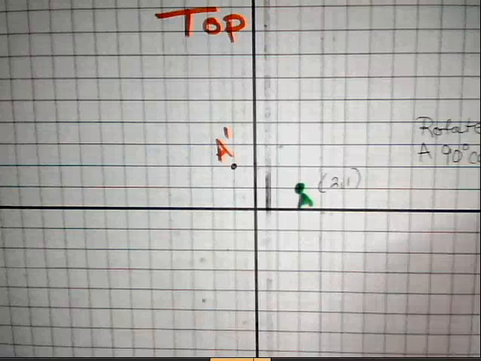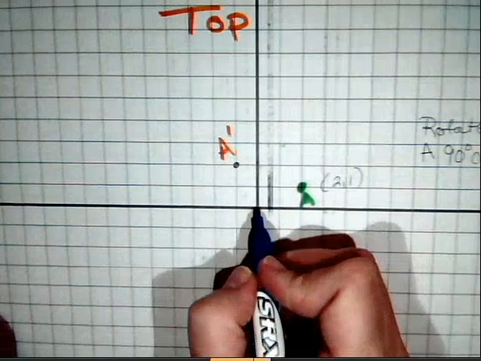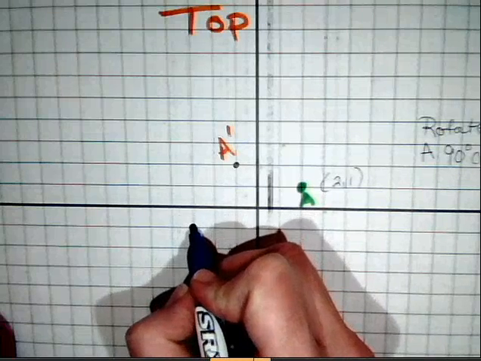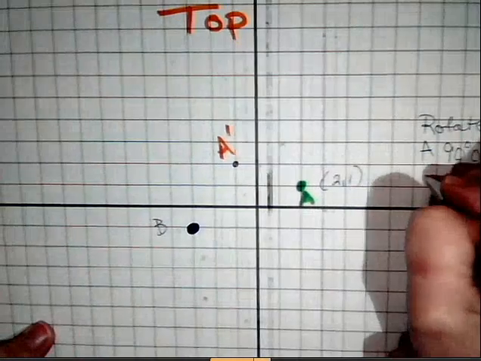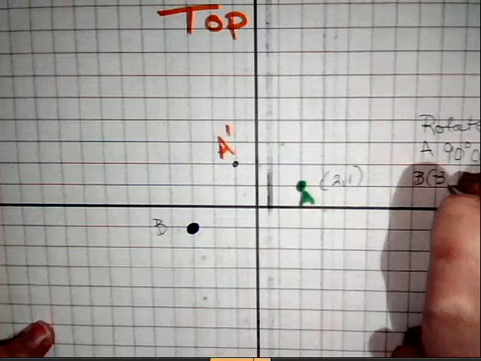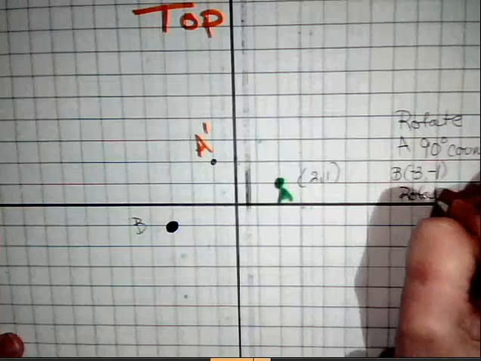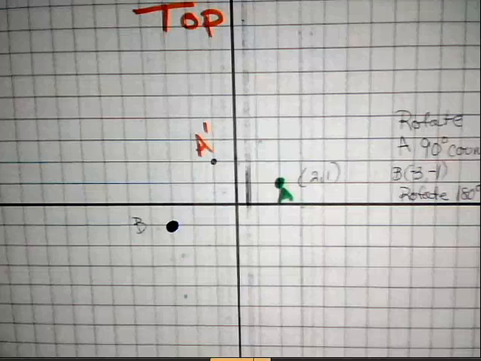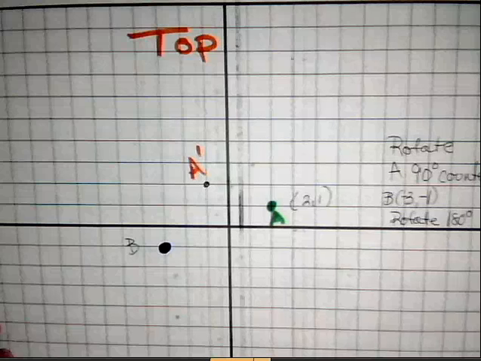So let's try this with a different coordinate. Let's choose something like -3, -1. We're going to call that point B. Point B is -3, -1. And I want to rotate 180 degrees. Now let's think about that. If I take my paper and I rotate it 180 degrees, that's 2 quarters, or halfway.